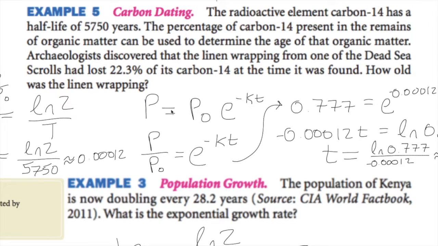Carbon dating, fascinating stuff. So we've got linen wrapped in the Dead Sea Scrolls. It's lost 22.3% of its carbon-14. We know that carbon-14 has a half-life of 5,750 years, meaning if you've got 10 grams of carbon-14, which is actually naturally occurring in the atmosphere, like carbon in CO2 has a certain amount of actually radioactive carbon. It's from sunlight. It's just part of the natural process. But as soon as you stop taking in new carbon dioxide, then you stop replacing your radioactive carbon, and then it starts decaying.